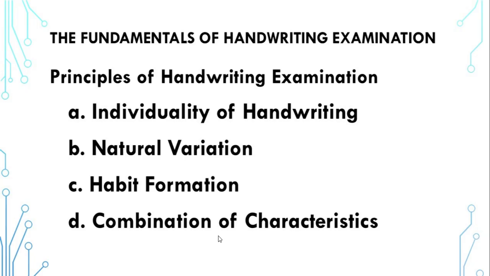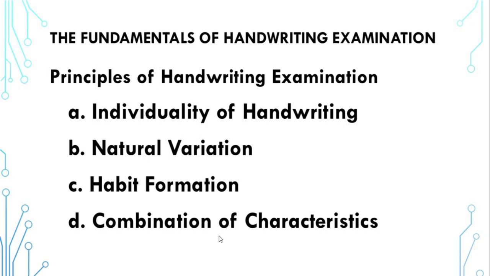Another principle is that of habit formation. Writing habits become subconscious over time, and these habits are difficult to completely alter, even in attempted forgery. Another principle of handwriting examination is that of combination of characters. Identification is based on a combination of features, not a single trait.